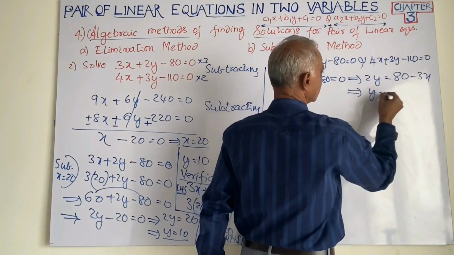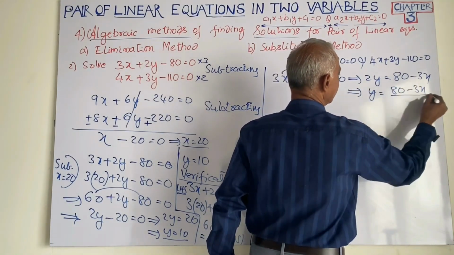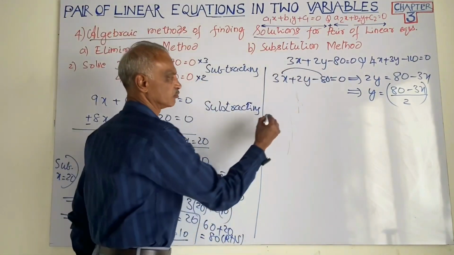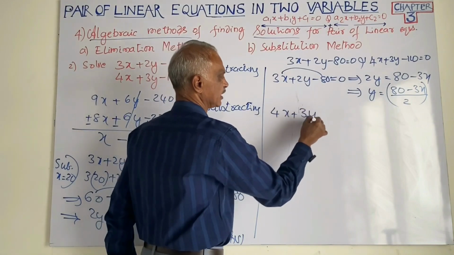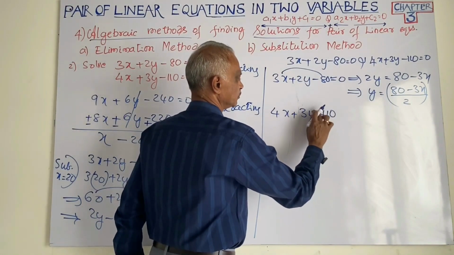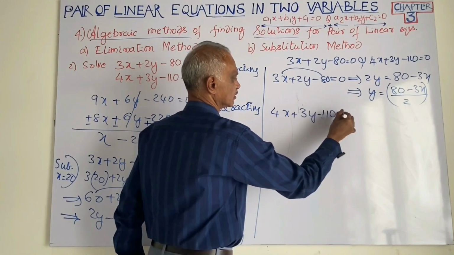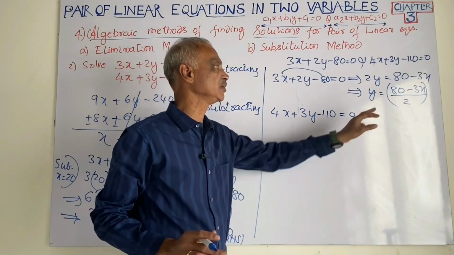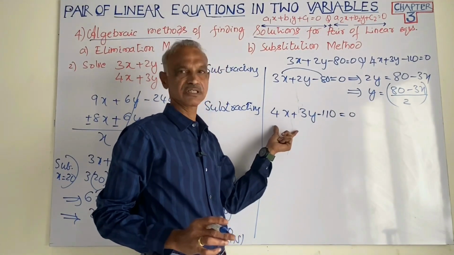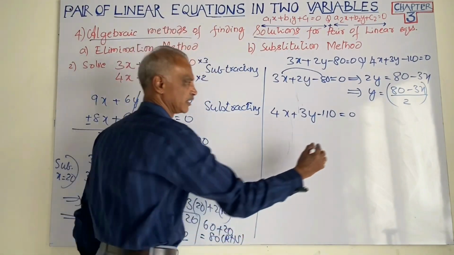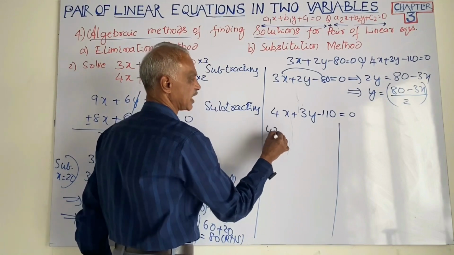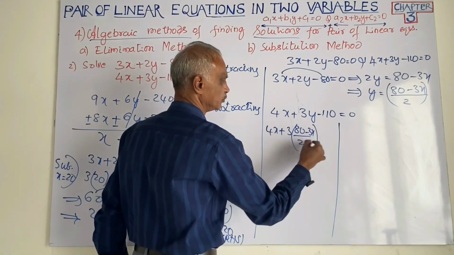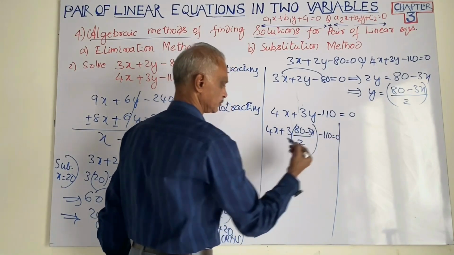Now we have to find the value of y. y is equal to 80 minus 3x by 2. You have to substitute this in that equation. We have 4x plus 3y minus 110 is equal to 0. Substitute the value of y in this equation so that you will get the value of x. Now you see 4 into x plus 3 into, what is the value of y? 80 minus 3x by 2, minus 110 is equal to 0.